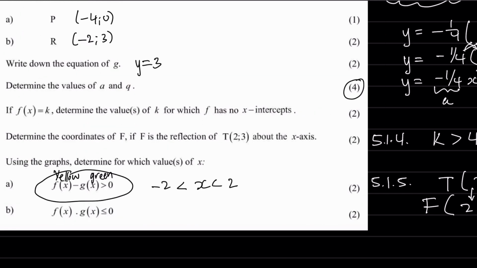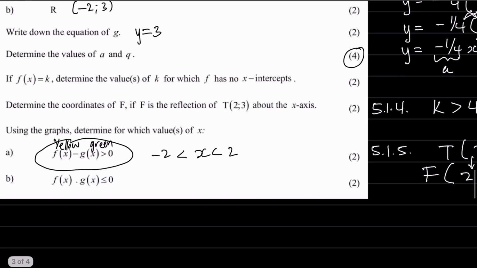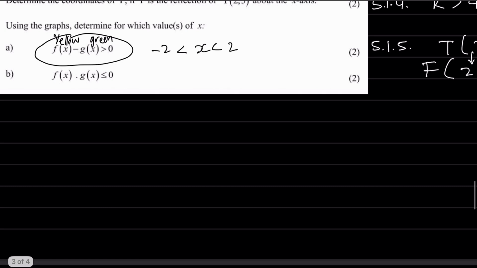Okay, now let's move on to the last question. And this question is asking where, or what values for x, will f of x times g of x give me a value that is less than or equal to 0, or rather a negative value. Now we think about multiplication and how do we get a negative value in multiplication. So f of x times g of x is going to be less than or equal to 0. So either this must be positive and that must be negative, or that must be negative and that must be positive. Now let's look at our graph.